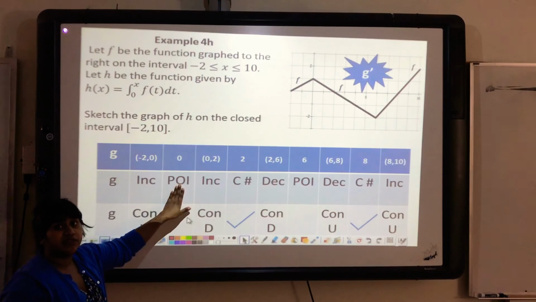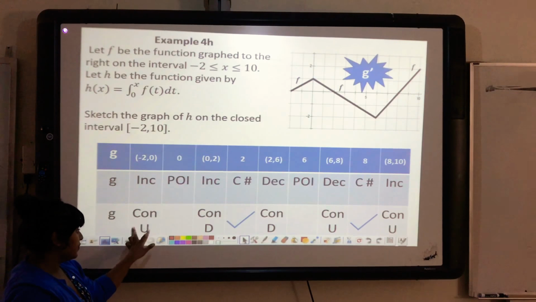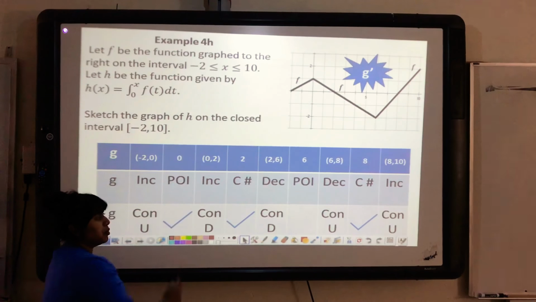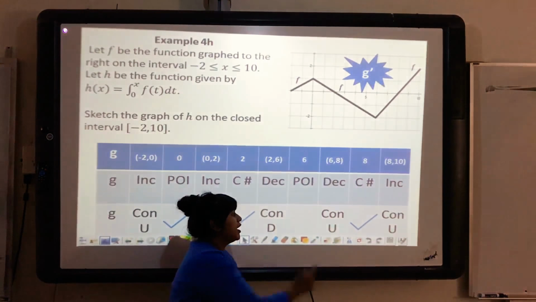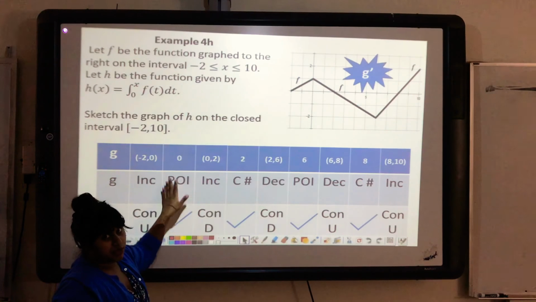Let's look at our points of inflection. We have to know our slopes are changing or concavity is changing. So concave up to concave down. Cool, that one's right. Concave down to concave up. That one's right. And then with our concavity, those are fine with our points of inflection.